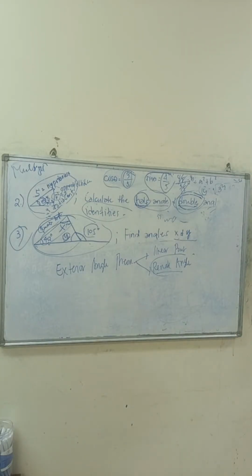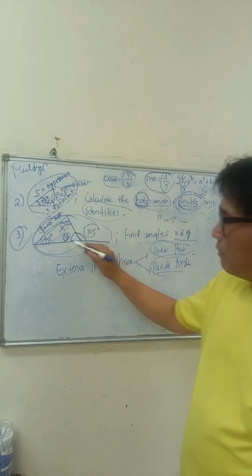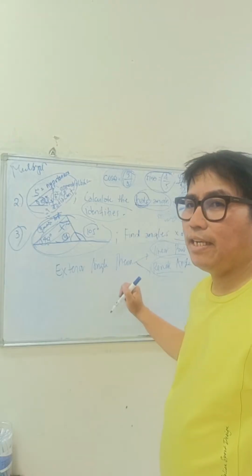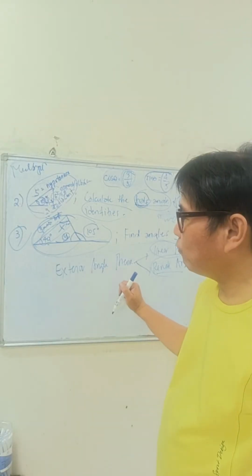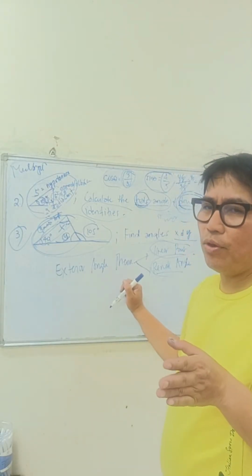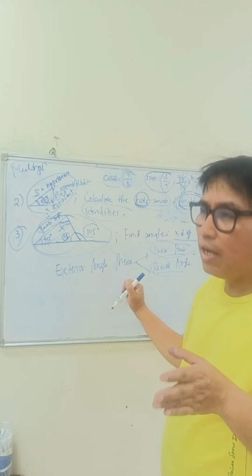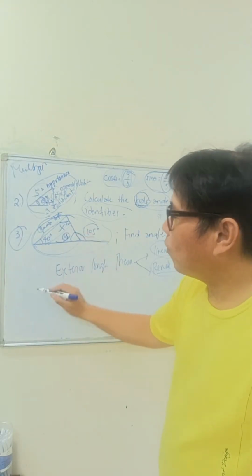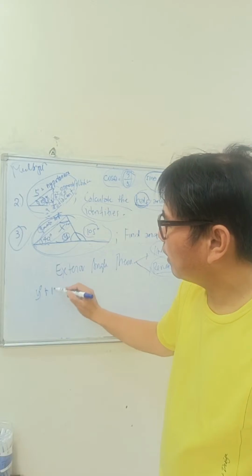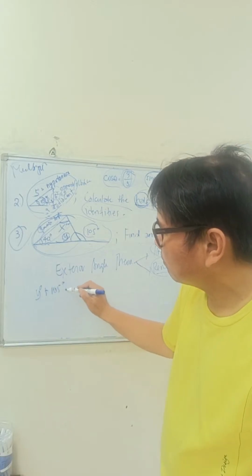So first, we're going to attack with the linear pair theorem, which is abiding the supplementary angle theorem 2. Meaning to say the linear pair theorem is equal to the supplementary theorem 2. So therefore, y degree plus 105 degrees.